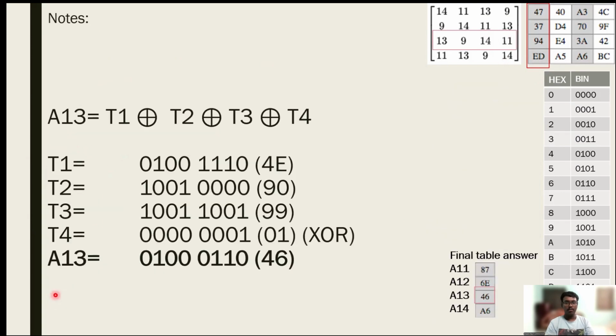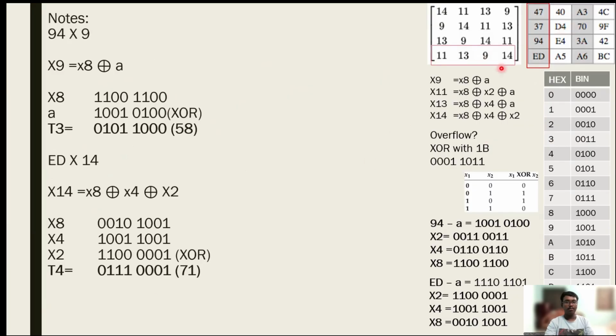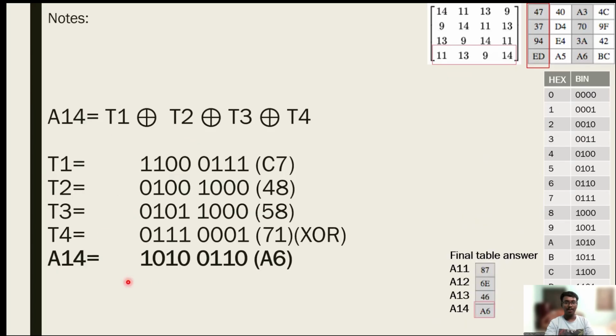So likewise, we are going to get the answer for A3. So if you see, we do this and this, 11 into 47. We are getting the answer, 37 into 13. We are getting the answer for T2. And 94 into 9, we are getting the answer for T3. And 14 into ED, we are getting the answer for this. So finally, we are getting the answer for A14.